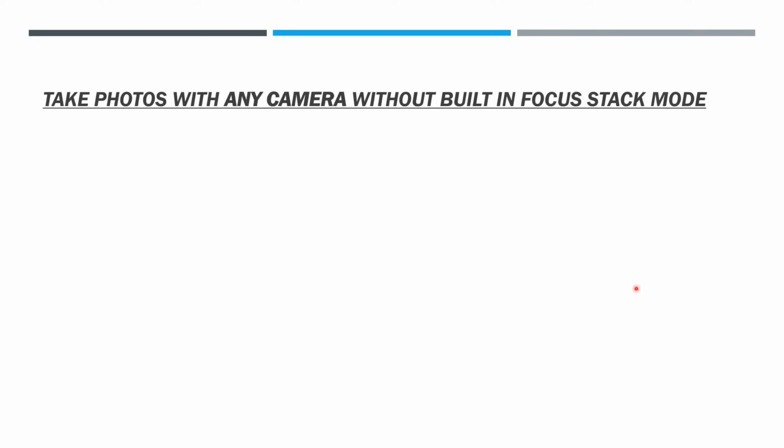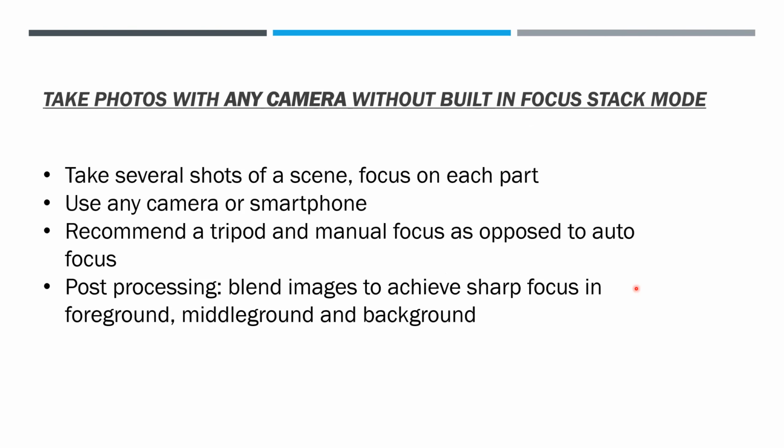You can do it with any camera without the built-in focus stack mode. You take several shots of a scene, focusing on the part you want in focus. You can even use a smartphone. I recommend, no matter what, a tripod and manual focus as opposed to autofocus. Then in post-processing, we'll blend images to achieve sharp focus in the foreground, middle ground, and background. Your middle ground could be several different middle grounds, depending on the scene and how many photos you want to take.